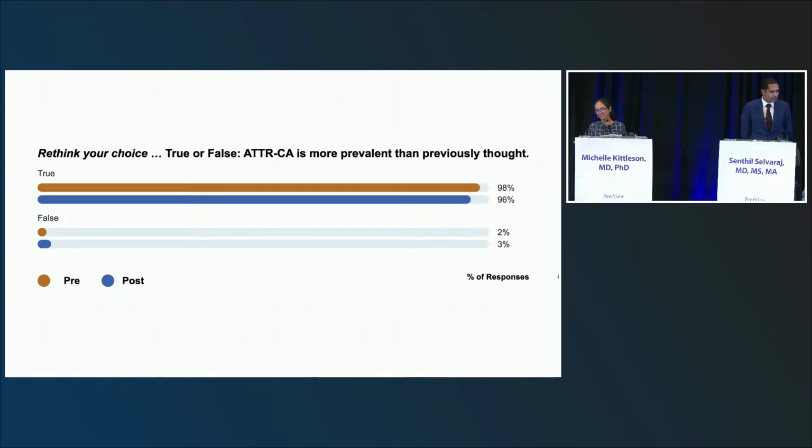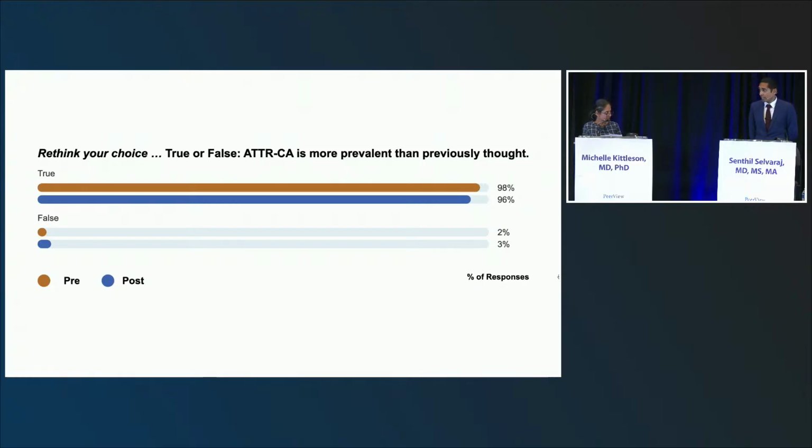Oh, this is wonderful. So all of you think it is more prevalent than previously thought. In the first 5 minutes of this session, we have convinced you of the case. I'm happy with this split. Are you, Dr. Selvaraj? Yeah, this is really wonderful.